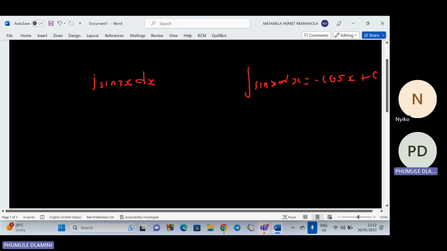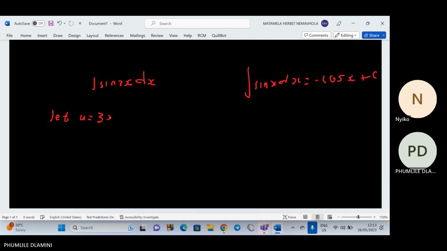So that's when I'm going to use a substitution. I will let my u equal 3x. So when I let u equal 3x, then my du is going to be equal to 3 dx. When it's 3 dx, I can divide by 3. Then this will imply that 1 over 3 du is going to be equal to dx.